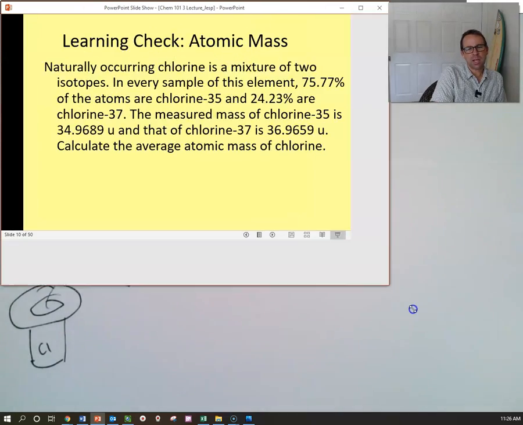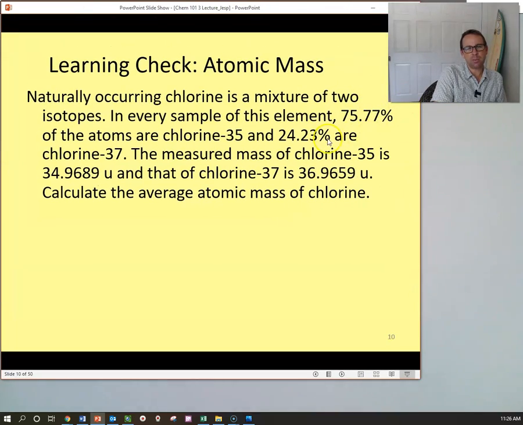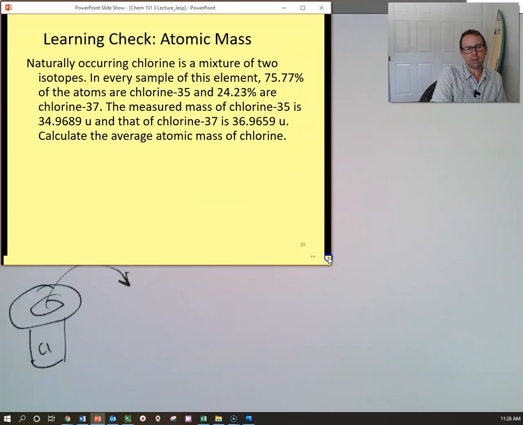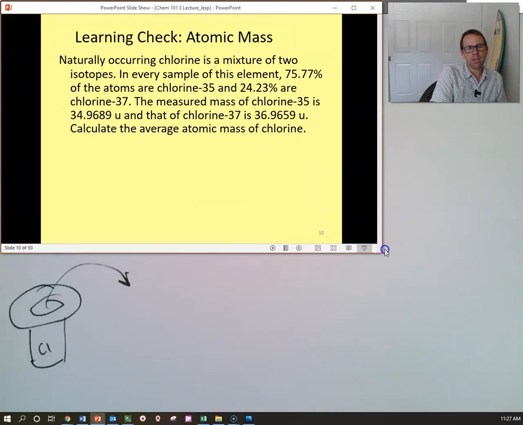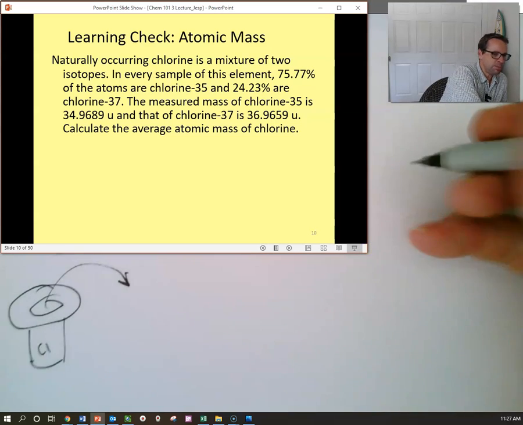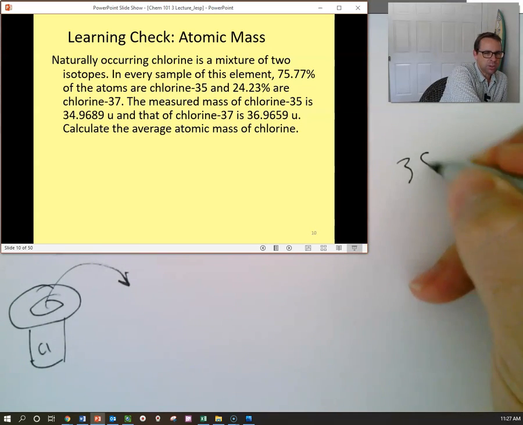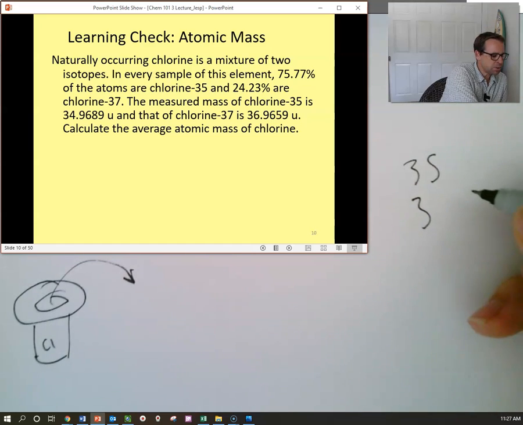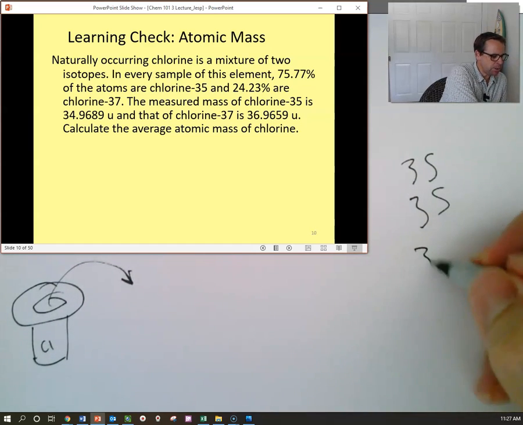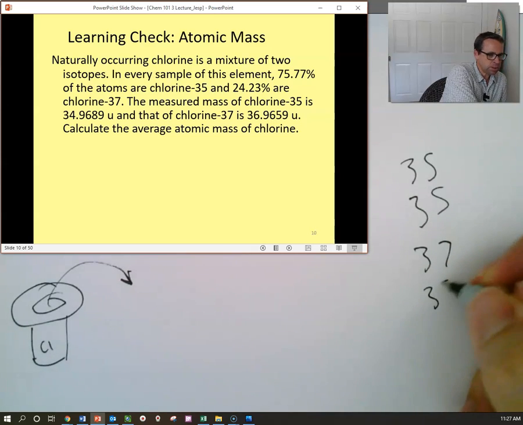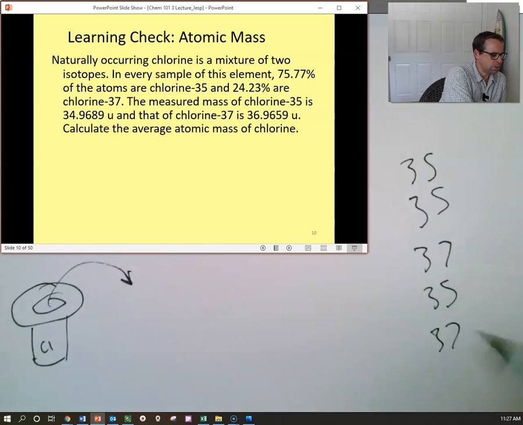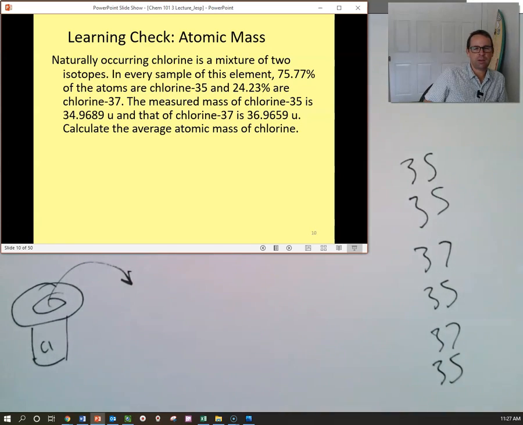So in this experiment, they were pulling out atoms, and let's say they pulled out 100 atoms, 75.77% of those atoms had a mass of 34.9689. And 24.23% had a mass of 36.9659. So how can we, instead of making a list here of the 35, let's see, the second one was 35, and the next one I pull out 37, and the next one I pull out 35 again, and the next one's a 37, and then the next one a 35, right?